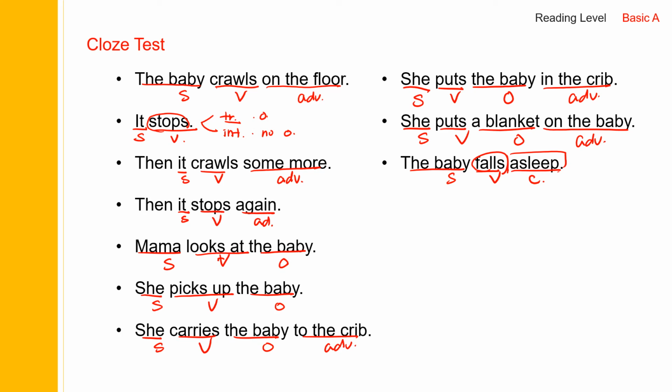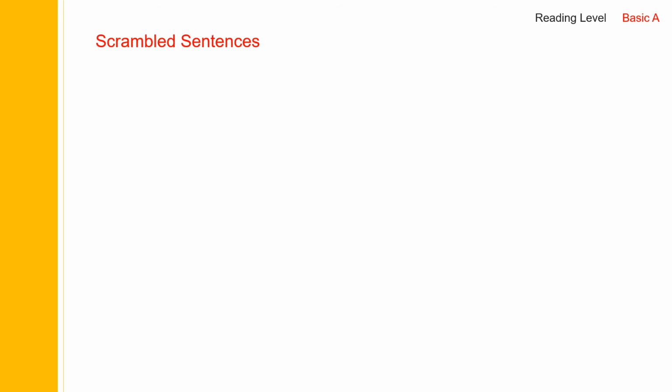Okay, let's read the sentences one more time. The baby crawls on the floor. It stops. Then it crawls some more. Then it stops again. Mama looks at the baby. She picks up the baby. She carries the baby to the crib. She puts the baby in the crib. She puts a blanket on the baby. The baby falls asleep. Now let us do scramble sentences.